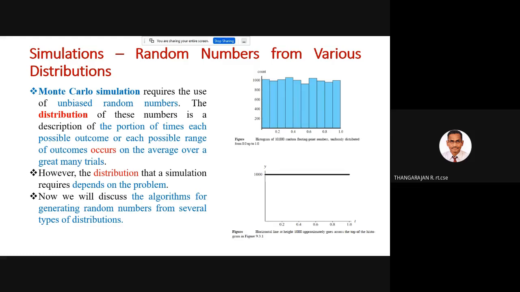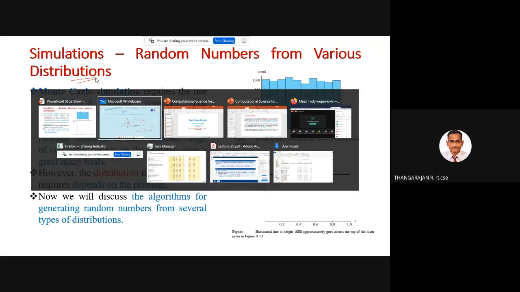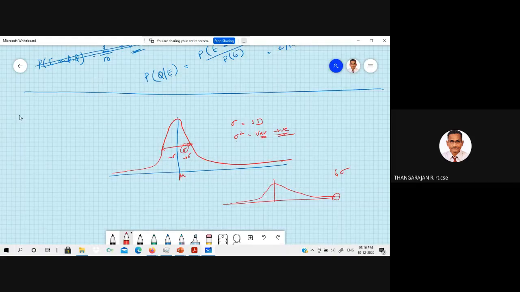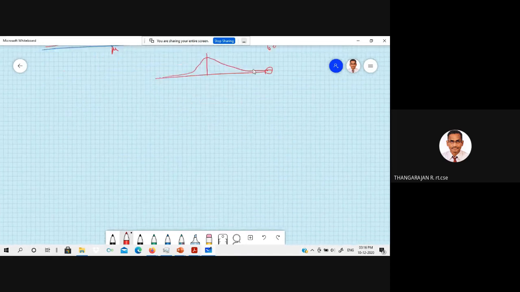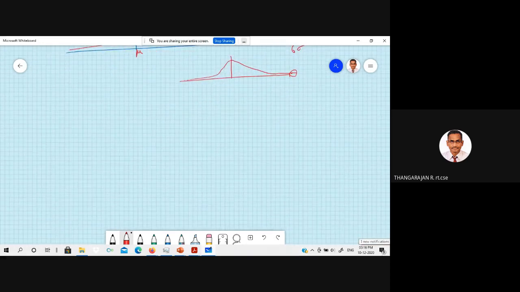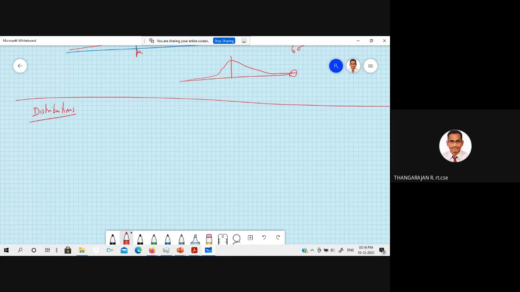Now, having generated pseudo random numbers, what are the various distributions? This is where we are interested. Why should we talk about distributions? In real life there are so many distributions. For example, when I talk about distributions, I mean probability distributions.